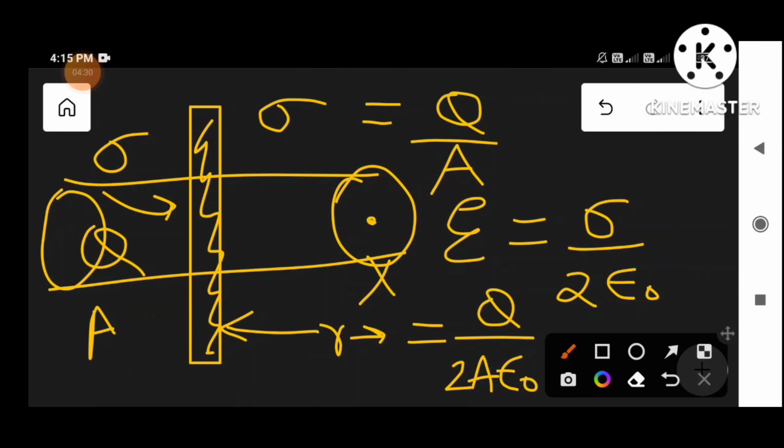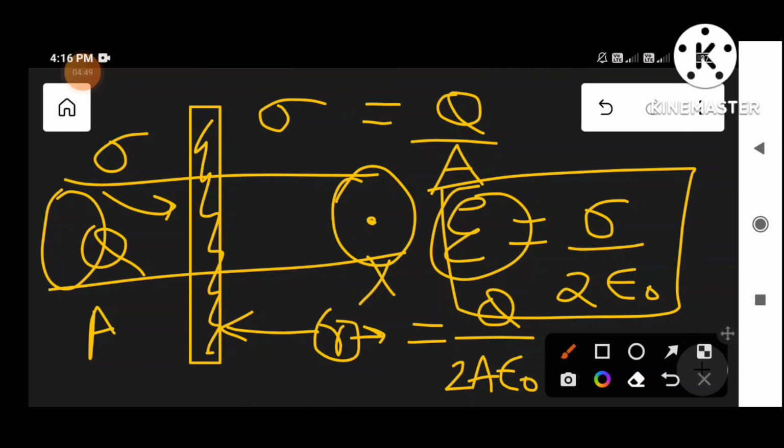Now what is this epsilon naught? It is the electric permittivity of the medium, a very characteristic, intrinsic property of the medium we are talking about. And if you notice, this electric field has got nothing to do with the distance at which the point is located from this plate, right? And this is the basic expression which we are going to use and compute our first part.